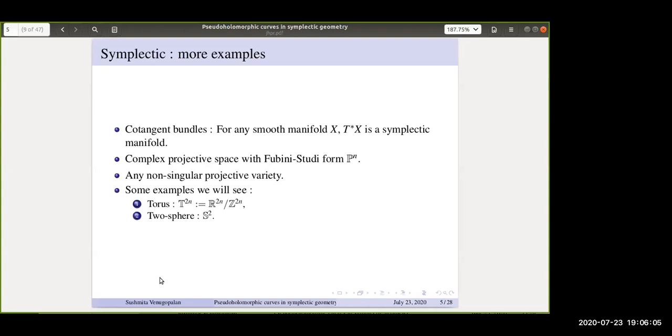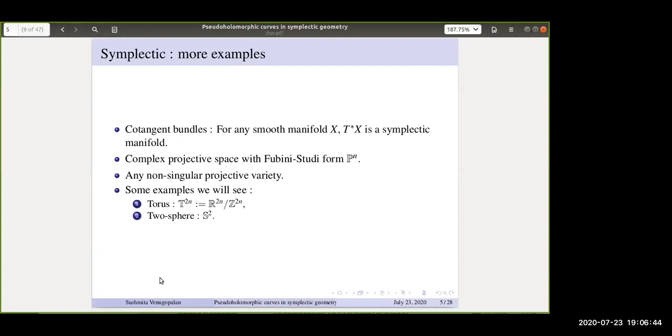And some other particular examples, which we are going to see in this talk, are, first, the torus. We already saw the example of R^2n, and if you recall, the form we took on it is translation invariant. So in particular, we can translate by any point in the integer lattice, and the form remains invariant. Therefore, the form on R^2n descends to a form on the quotient R^2n mod Z^2n.